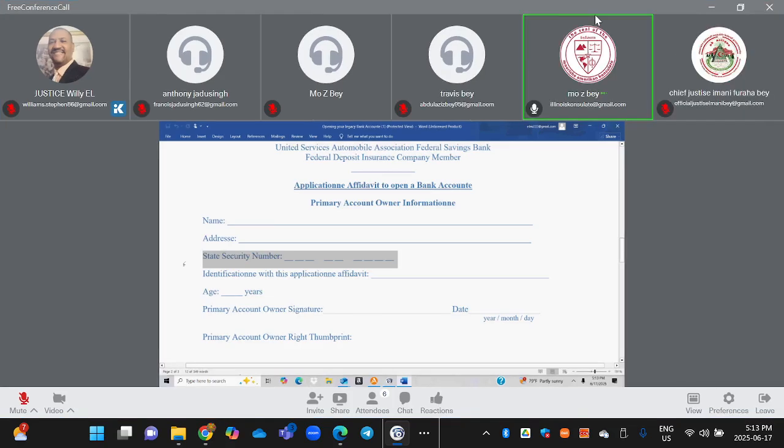What I did on my application, right under the address, in between the address and the social security card, I put a place for a phone number and a place for an email to be contacted.